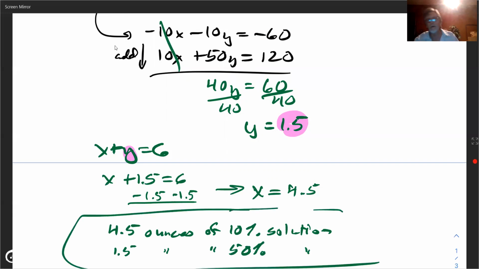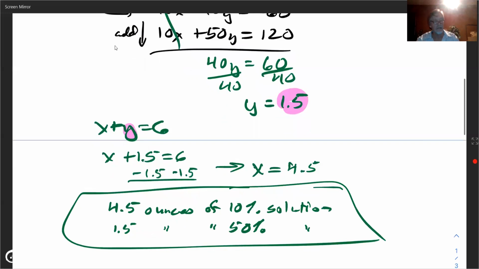Man, she'll hire you on the spot. There you go. That's how you do. Systems help you with word problems. I really think it makes you that much more dangerous.